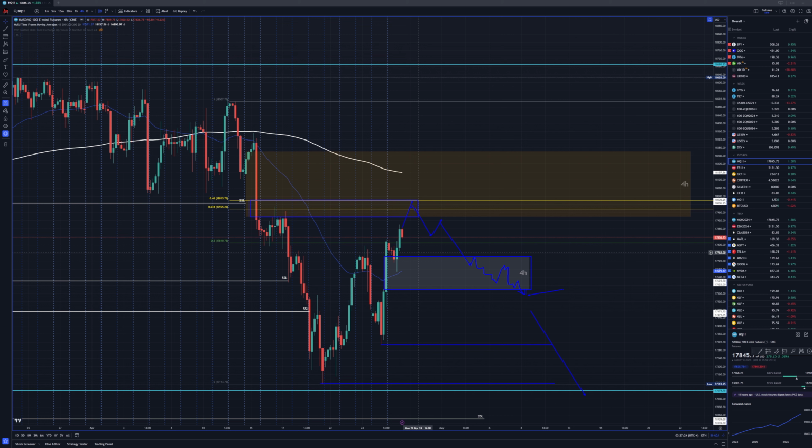So remember what I said, discipline, patience, risk management is super important. Don't try to chase price action because manipulation is still pretty high. Volatility is still pretty high.